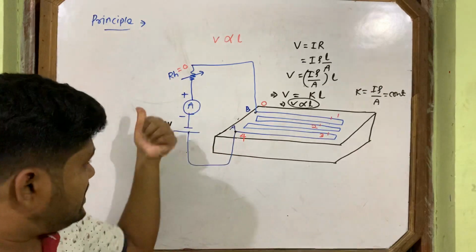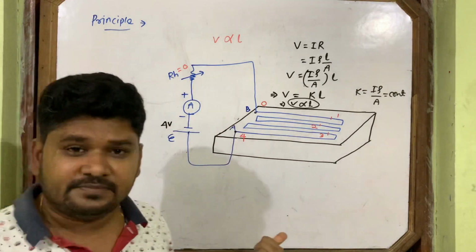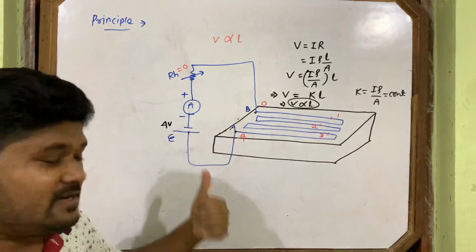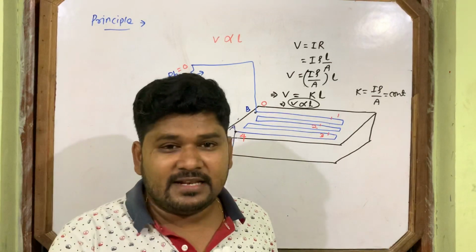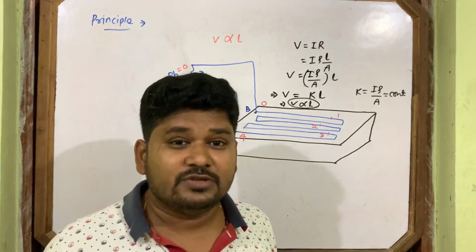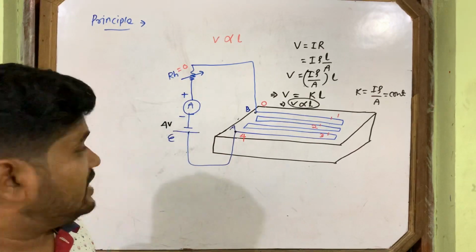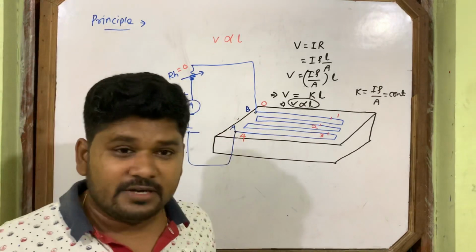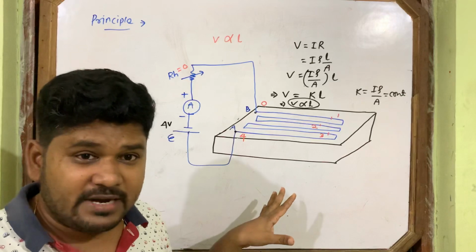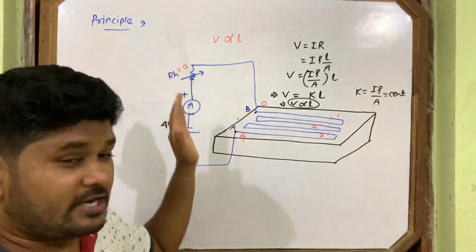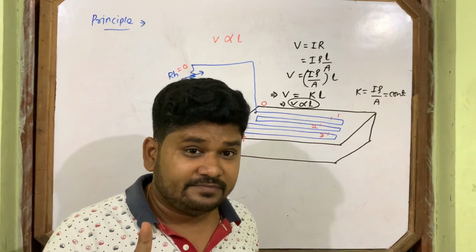Is it constant now? What connection have we done? Yes, we have connected one cell. A cell gives you direct current, which is always constant. And what about this rheostat? While doing one experiment, one observation, you will not vary the rheostat in between.